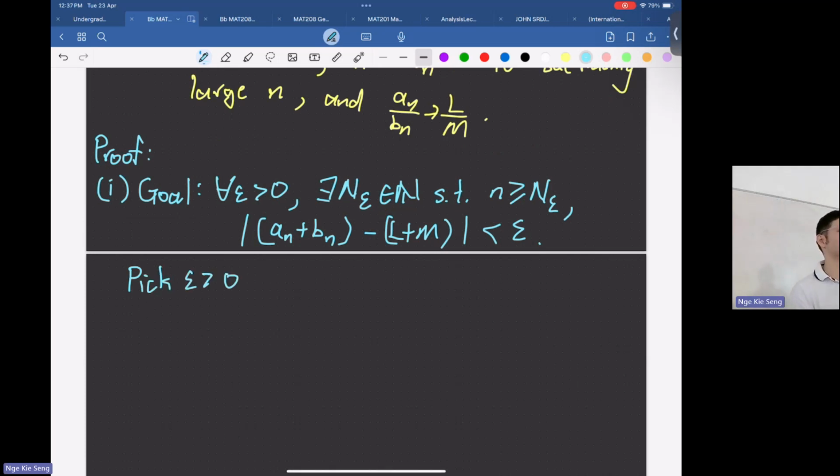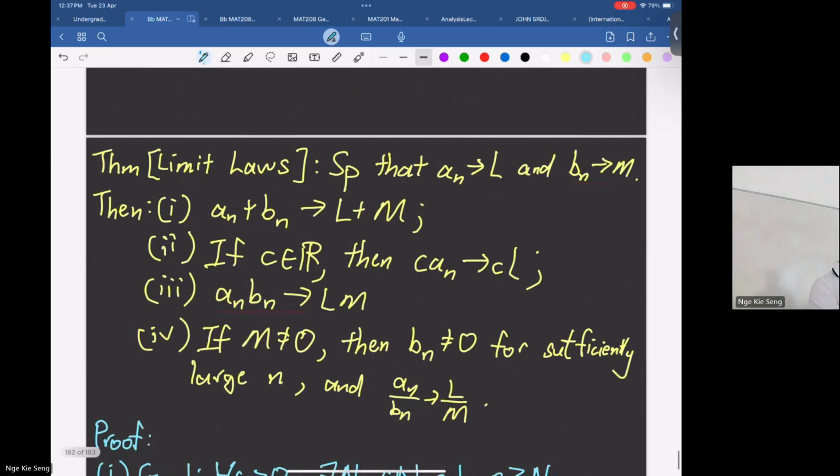So the job here is we want to find the natural number that depends on this epsilon. How to find it? No idea. Why don't you have an idea? Because you need some assumption here. What assumption do you know about a_n and b_n? a_n and b_n are convergent sequences. They don't just converge, but a_n converges to L and b_n converges to M.